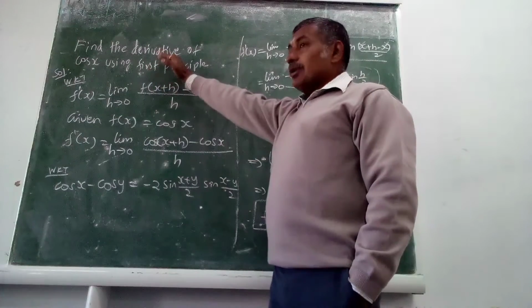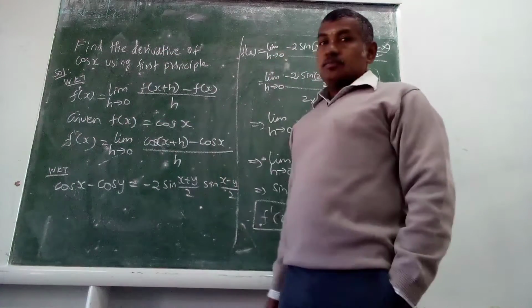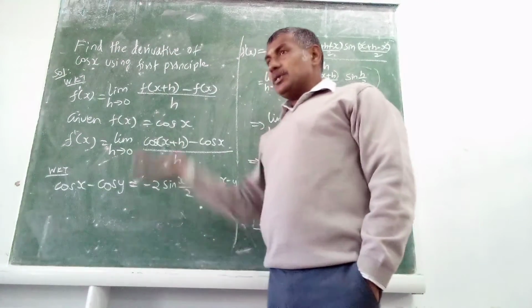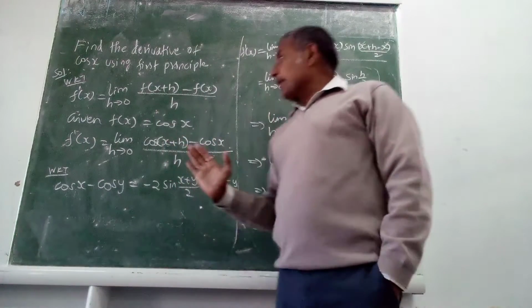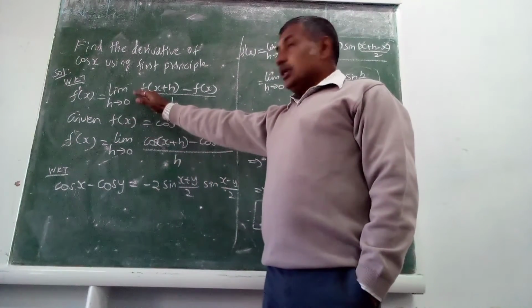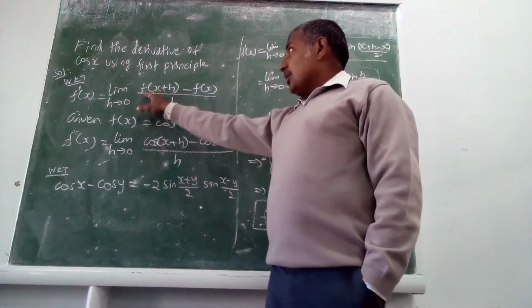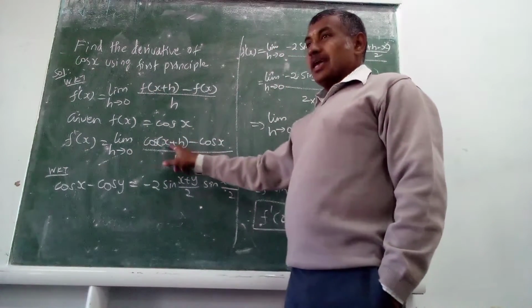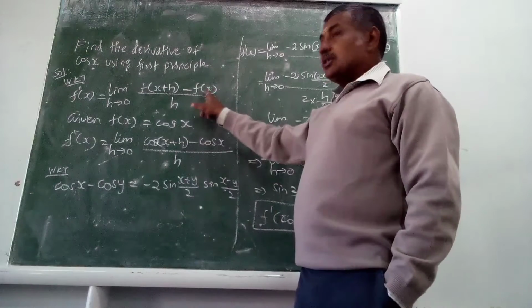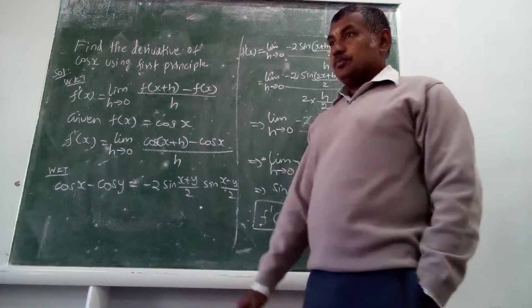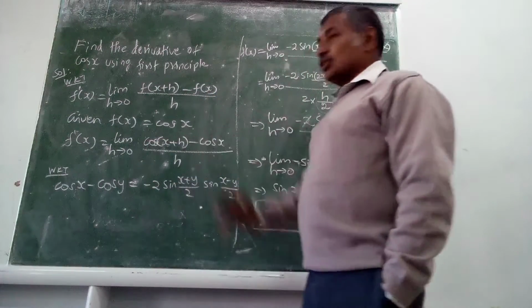So in this, the given question is f of x equal to cos x. We need to find f dash of x. That means f dash of cos x we have to find. So by applying the first principle, f of x equal to cos x, in place of f of x plus h we can write cos of x plus h. In place of minus f of x we can write minus cos x, by h. So this is cos x minus cos y.